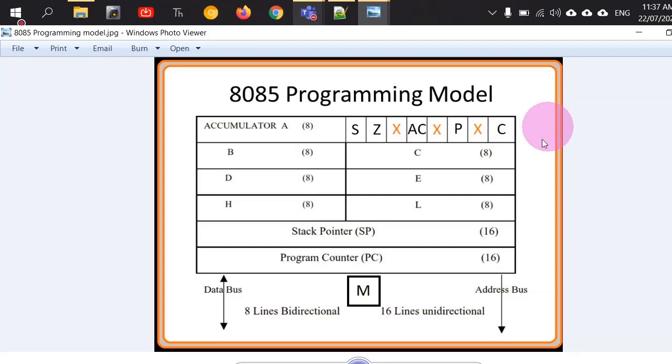The second thing is, in the last lecture and lab, we have seen that the HL register pair can be used as a pointer. With which register?